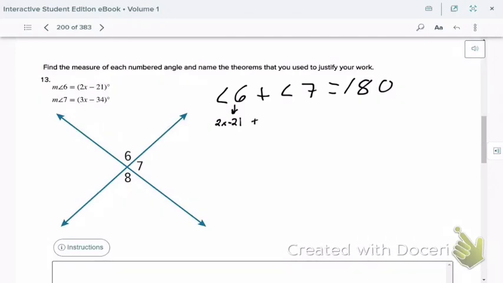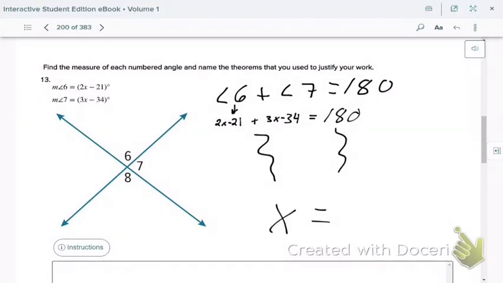They won't all be like this. But knowing the complements theorem, the vertical angles theorem, and the supplements theorem will help you do these, okay? So do what you've got to do to solve for x, and that'll help you find the answer. By the way, it wants to know, what is the measure of angle 6? What is the measure of angle 7? What is the measure of angle 8? That's how you answer these questions. Come on.